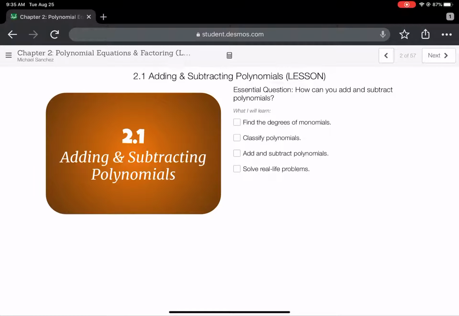Hello and welcome to Chapter 2, Lesson 1, Adding and Subtracting Polynomials. Our essential question for today is how can you add and subtract polynomials? What we're going to learn is how to find the degree of monomials, how to classify polynomials, how to add and subtract polynomials in order to solve real-life problems.